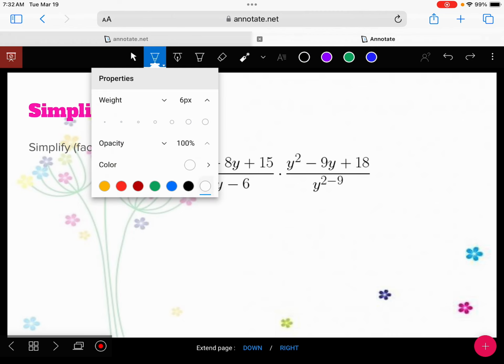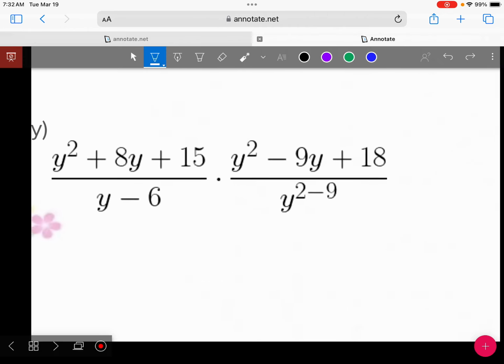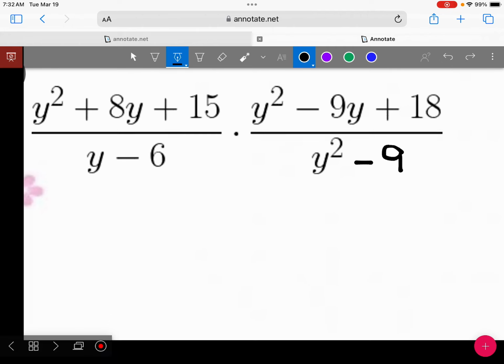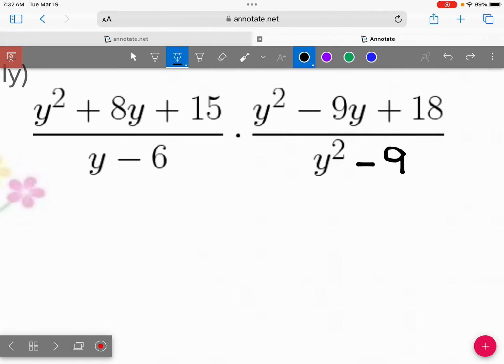So I want you to write this whole thing down. Yes, the whole thing. I'm going to zoom it in because I just have to fix a grammatical thing there. It just had it as an exponent. I don't like that. There we go. So we have here y squared plus 8y plus 15 over y minus 6 times y squared minus 9y plus 18 over y squared minus 9. And we are multiplying the 2 fractions.